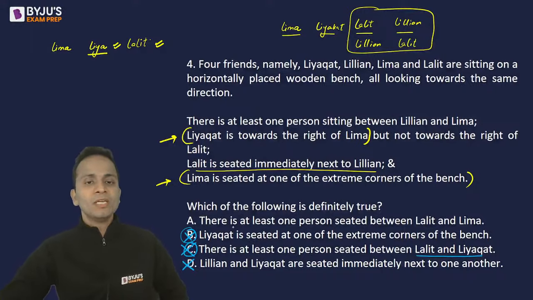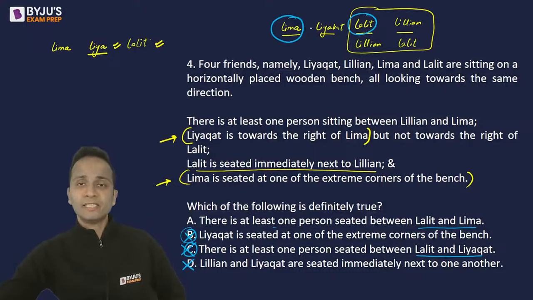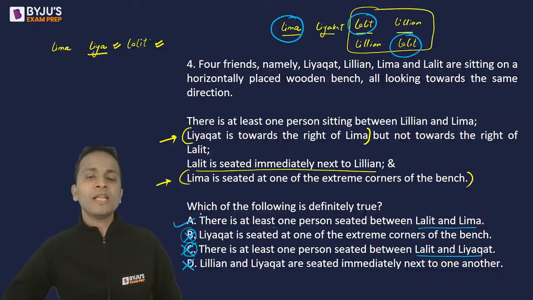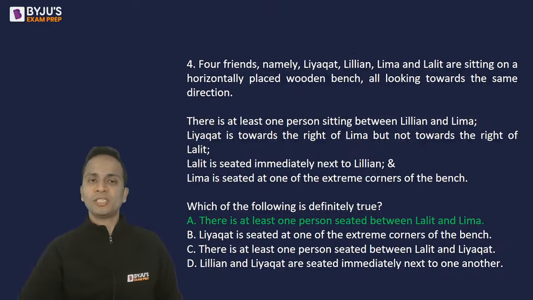Statement A, there is at least one person between Lalit and Lima. Lima is sitting here. In the first case, Lalit is here. Yes, there is exactly one person. In the second case, Lalit is extreme right. There are two persons. So yes, we can say that there is at least one person seated between Lalit and Lima. So yes, option A is definitely true. So the correct answer here will be option A.